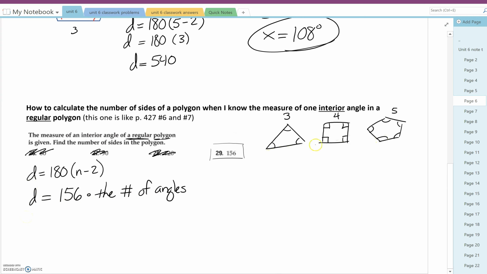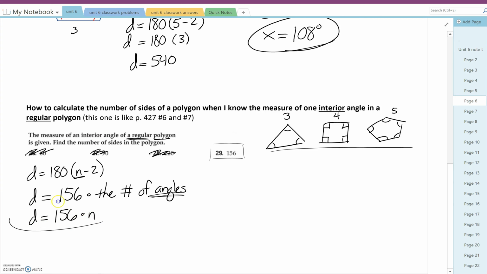Well, what we showed over here on the right is that the number of angles in a polygon is just equal to the number of sides. And I know that N stands for the number of sides in a polygon. In other words, D is equal to 156 times N, right?